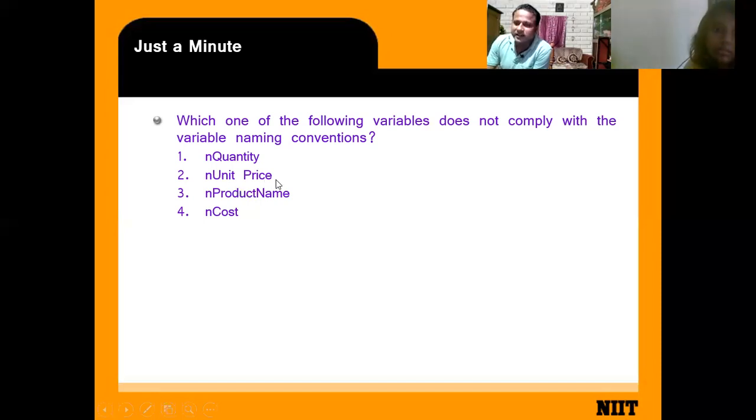Why is it incorrect? Because as we discussed in the previous class, while you define the variable, there is no space required in the variable. White space is not permissible. If you require any white space, then underscore is used. So don't give space while defining the variable name. Okay, sir, I forgot that. This one is the solution.